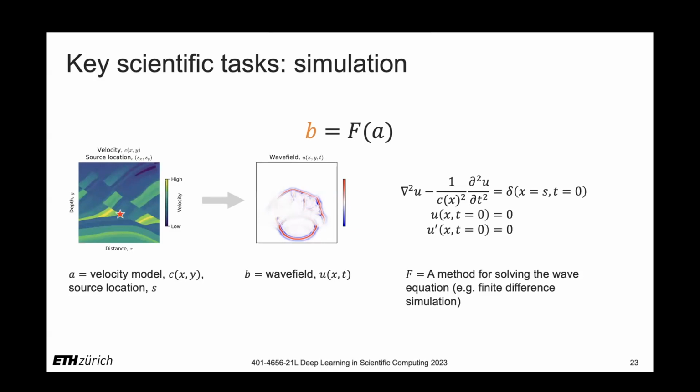Okay, so for that problem that I just showed you, we have a velocity model, and A is the velocity model and also the location of the source. Then B is the thing we want to output, which is the wave field as a function of time. And F, well, we know that this system is governed by the wave equation. So we put the velocity model into our wave equation. We have the source location as a delta function, as our source term. And then we have a bunch of boundary conditions, and we need to solve that. There are many different ways, depending on your problem, but for seismic simulation, sometimes we use finite difference solvers.